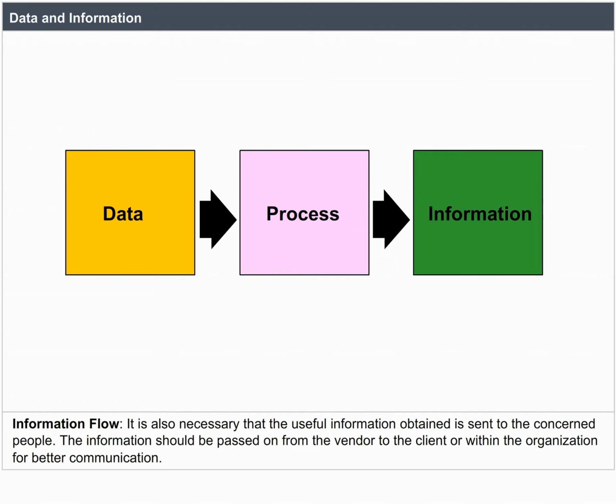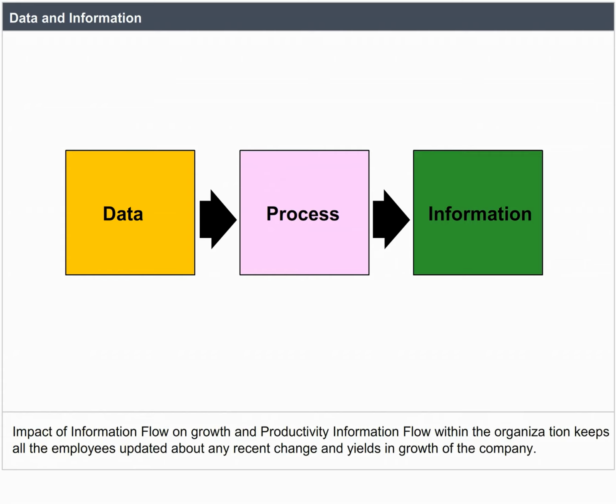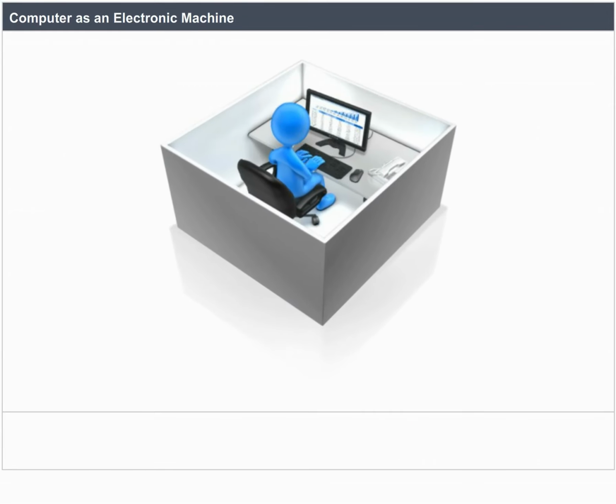Information flow. It is also necessary that the useful information obtained is sent to the concerned people. The information should be passed on from the vendor to the client or within the organization for better communication. Impact of information flow on growth and productivity. Information flow within the organization keeps all the employees updated about any recent change and yields growth of the company.